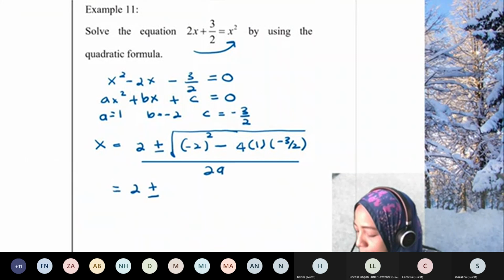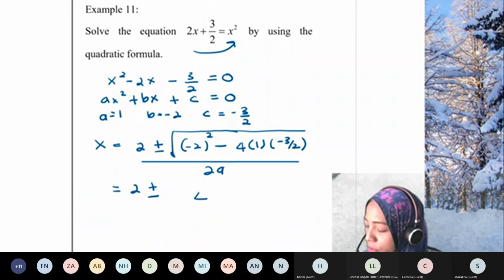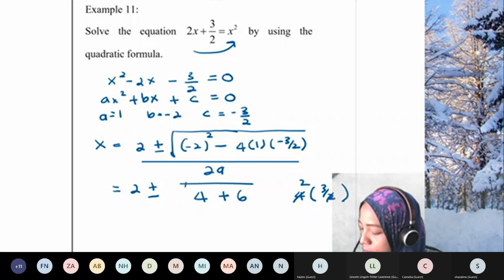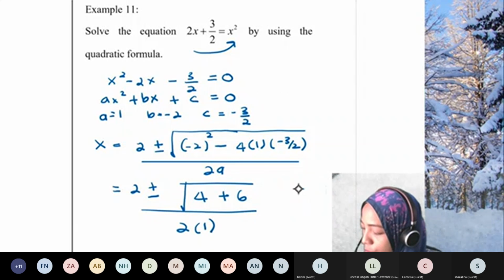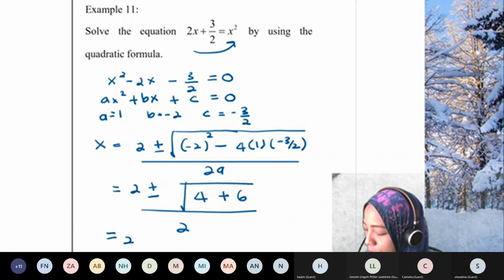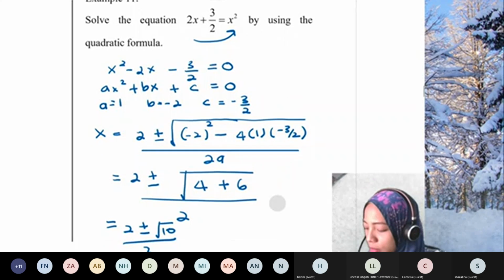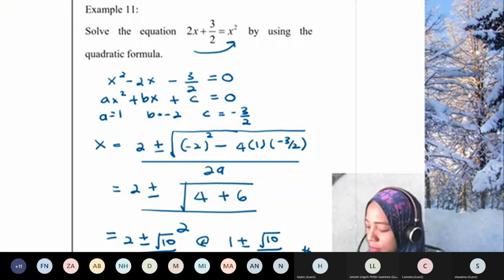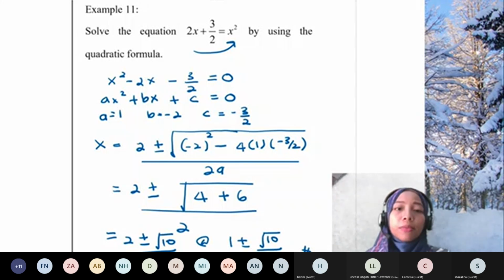So 2 plus minus, okay everyone, negative 2 square, you get 4 plus, apa ni? 4, 3 over 2. So 6, betul? What is your a? a is 1, so 2 lah. Okay, so the answer is 2 plus minus square root 10 over 2. So this is your final answer lah. Atau mungkin you nak buat 2 over 2 is 1 plus, pun boleh juga. Biasa student tinggal dalam ini pun dah acceptable.